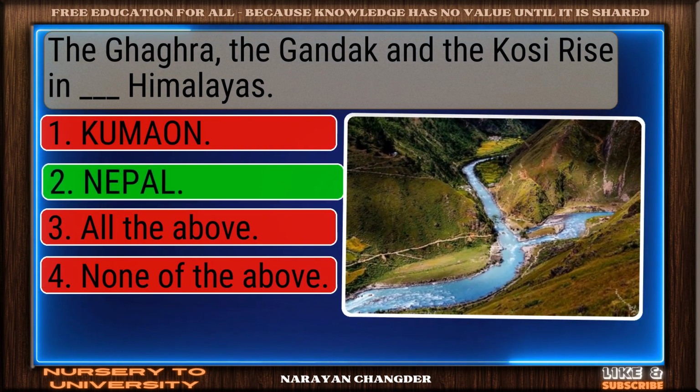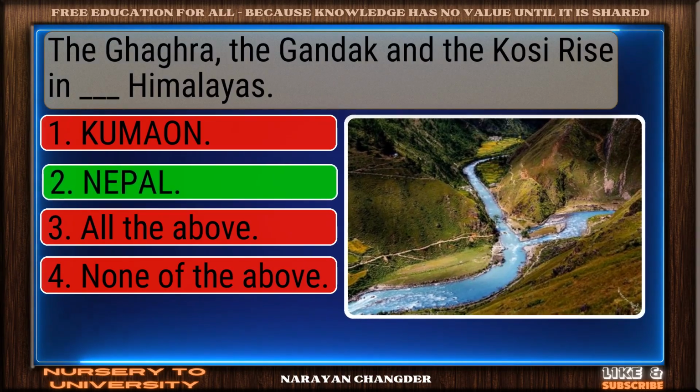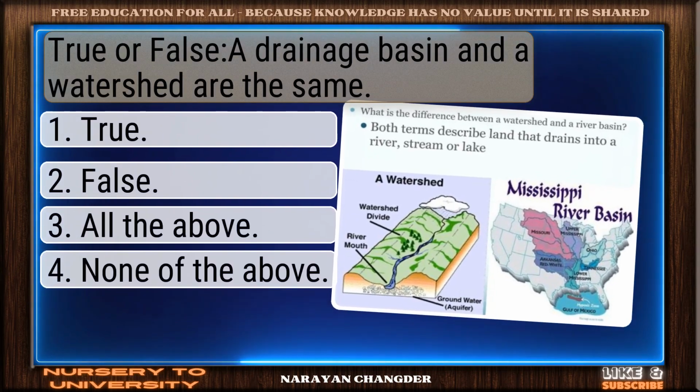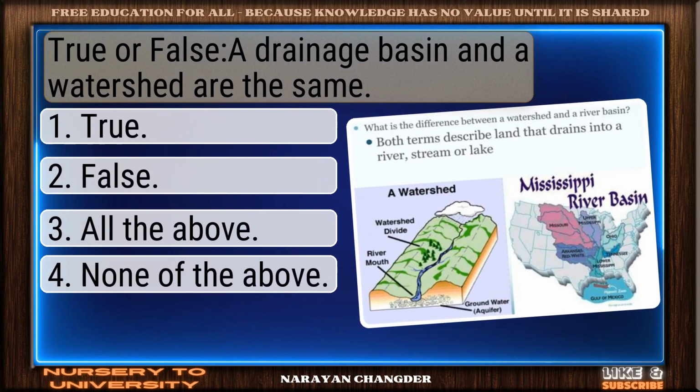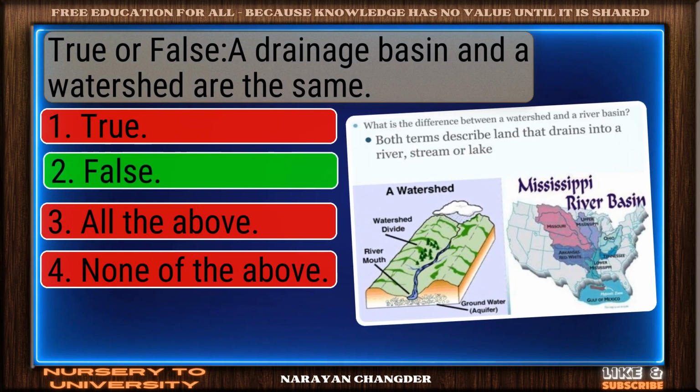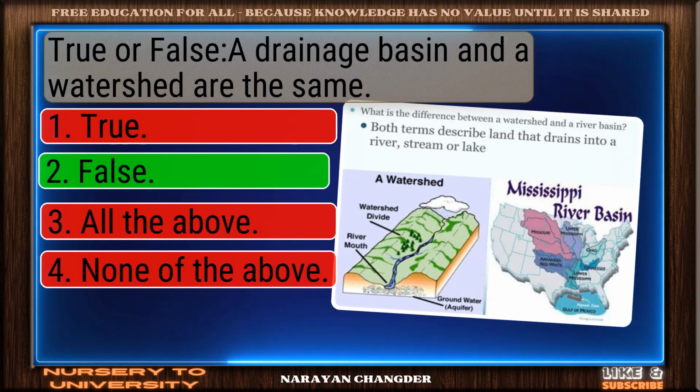Excellent choice. Nepal is the right answer. Question number 88. True or false? A drainage basin and a watershed are the same. Correct. False is the right answer.